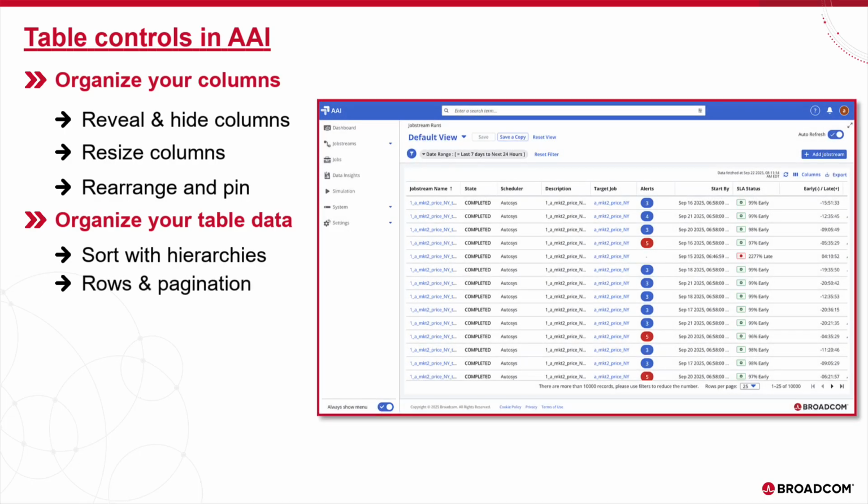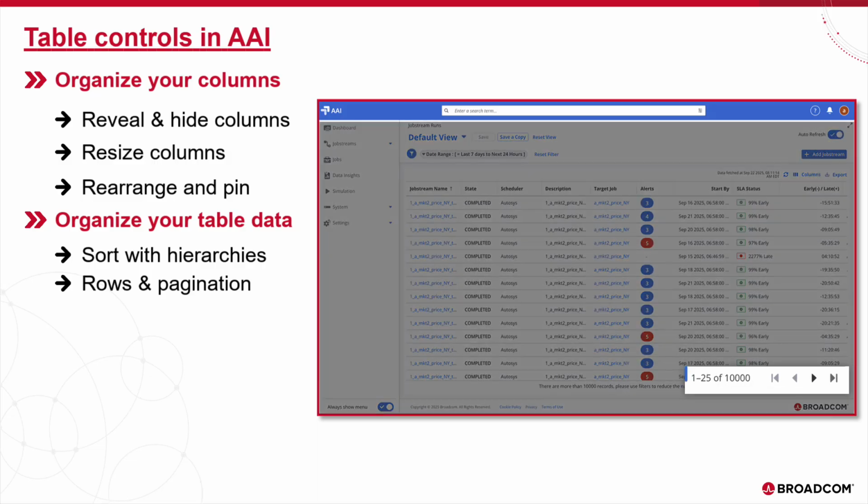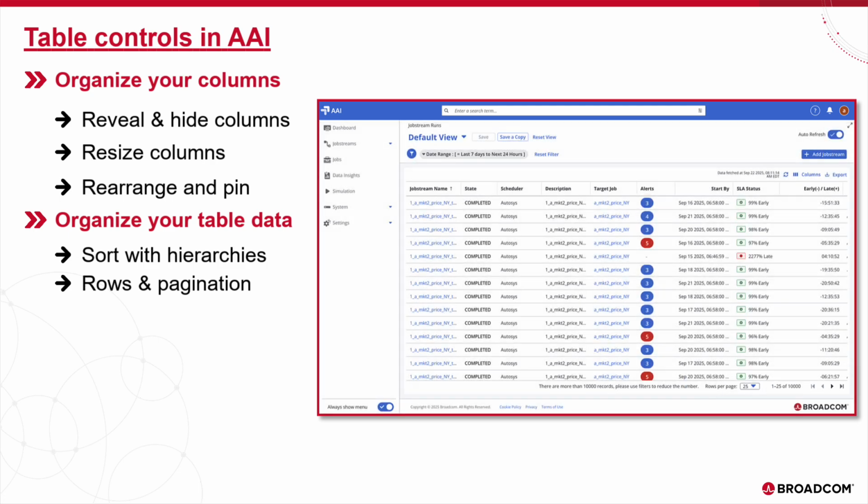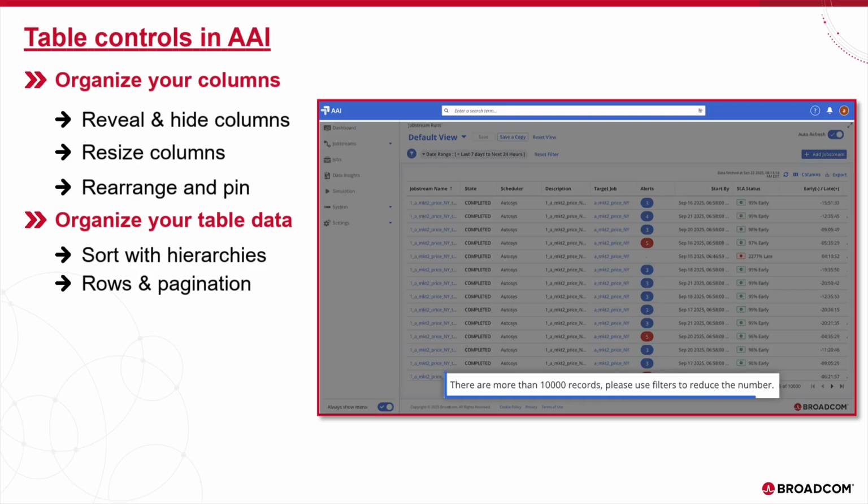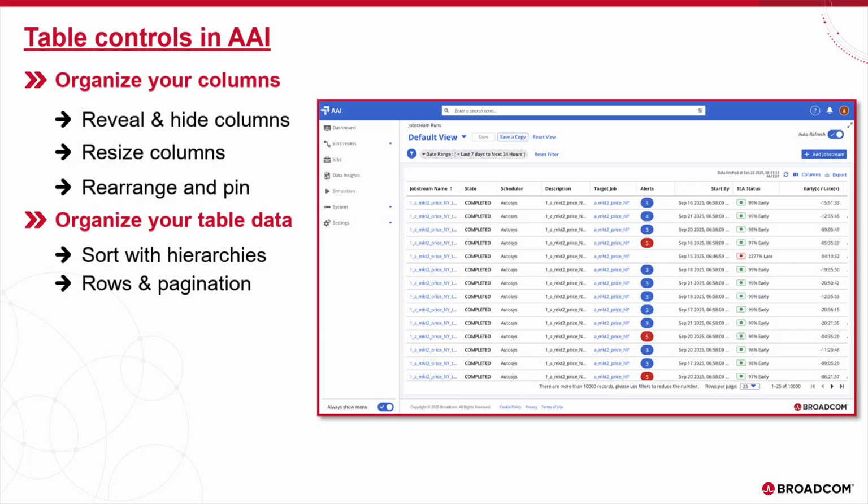At the bottom right of most tables, you see pagination information. This is where you see how many total records are included in your currently filtered dataset. If the dataset exceeds 10,000 rows, which is an outcome of large datasets, AAI prompts you to filter to reduce the dataset. This ensures good performance of page refreshes.